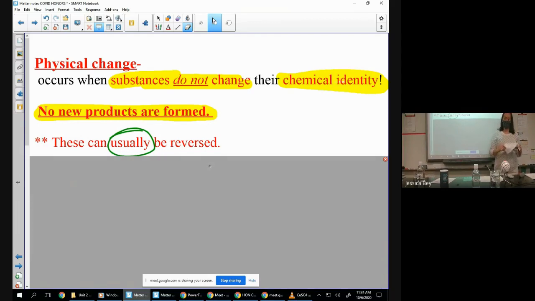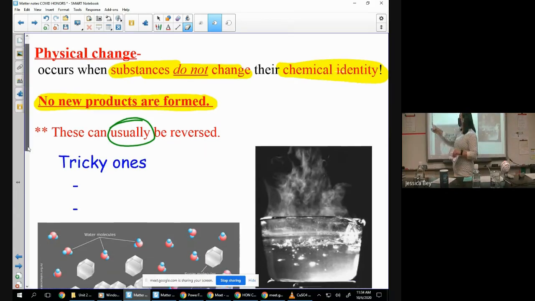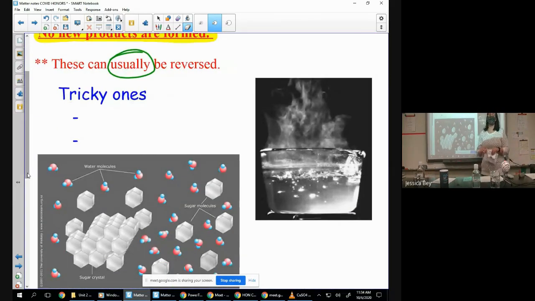There are two that are always tricky, and I can guarantee you I will put these on the quiz. So let's talk about the two tricky ones, shall we? These are just the ones I've run into over the years that everybody wants to call chemical changes for some reason, but they're not. If you want to jot them down, these are physical changes, but these are the tricky guys.